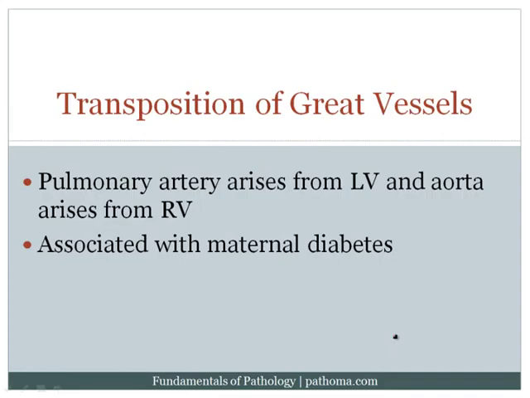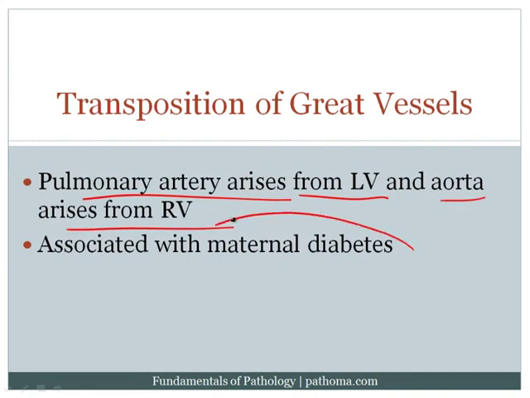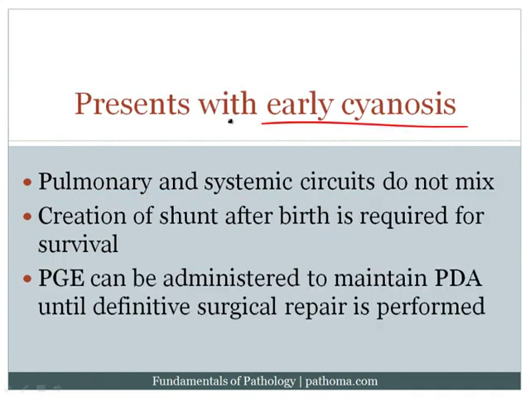So let's go ahead and read now. Transposition of the great vessels. You get the pulmonary artery arising from the left ventricle, the aorta from the right ventricle, as I've already described. Associated with maternal diabetes, high yield. High yield that this is associated with maternal diabetes. This is going to present with early cyanosis, and that's because the blood from the right side of the heart is basically going to go into the aorta, and then it's going to go back into the right side of the heart and back into the aorta, and the blood, that'll all be deoxygenated blood running through the circuit.